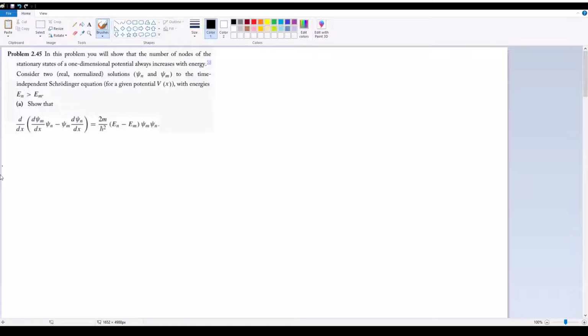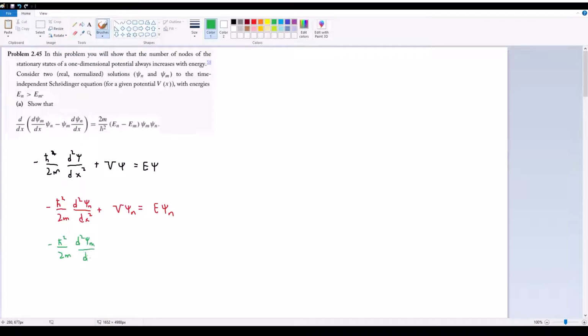We're just going to do the same thing that 2.44 told us, which is that we start with the time-independent Schrodinger equation: negative h bar squared over 2m d2 psi by dx squared, plus the potential V multiplied by psi, is equal to the energy E multiplied by psi. Here, we're going to write this out in two forms. We have negative h bar squared over 2m times d2 psi n by dx squared plus V psi n equals En times psi n. And then we have the m solution: negative h bar squared over 2m times d2 psi m by dx squared plus V times psi m equals Em times psi m.